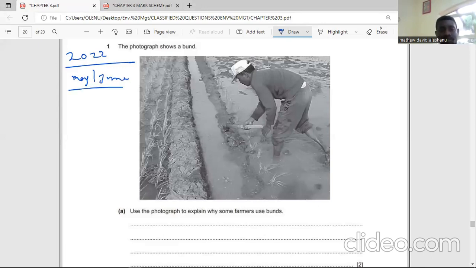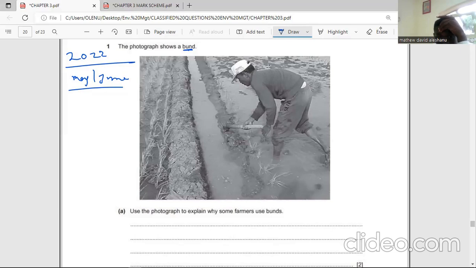The photograph shows a pond. Remember, when I've been looking at methods that control soil erosion, I've been mentioning ponds, terraces, contour plowing, vegetation, planting trees to act as windbreaks, vegetation cover so there will be less runoff, and trees for interception also. Now, this is a pond. Here, they said, use the photograph to explain why some farmers use ponds.